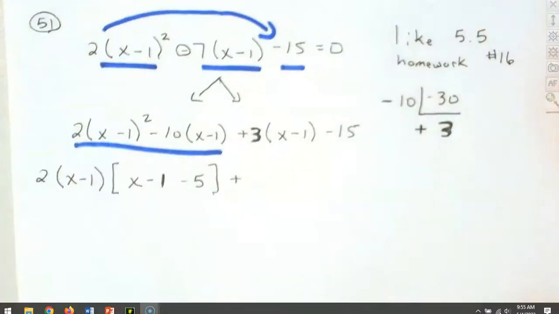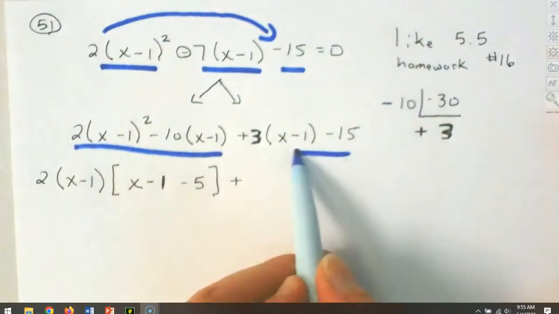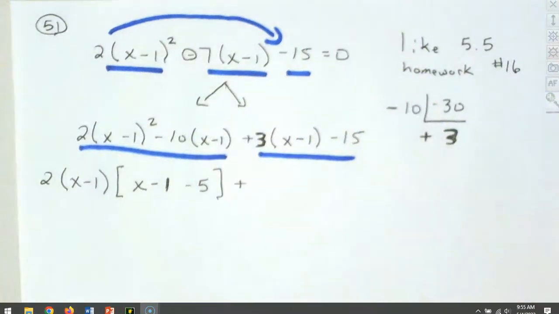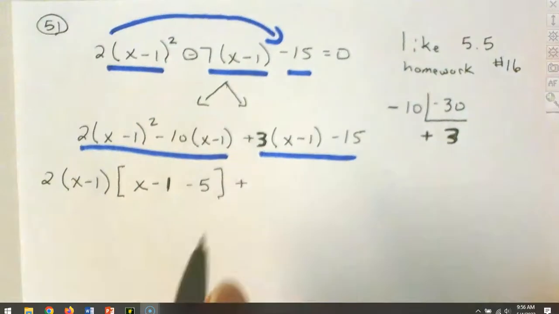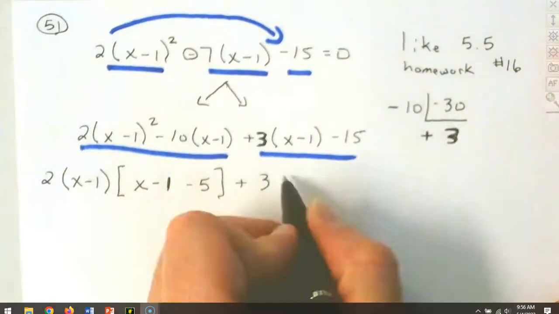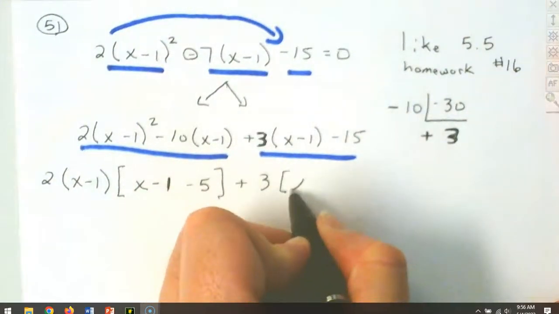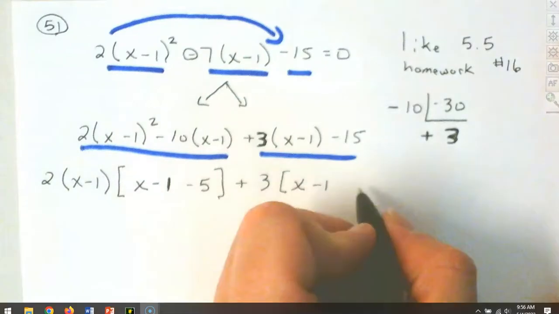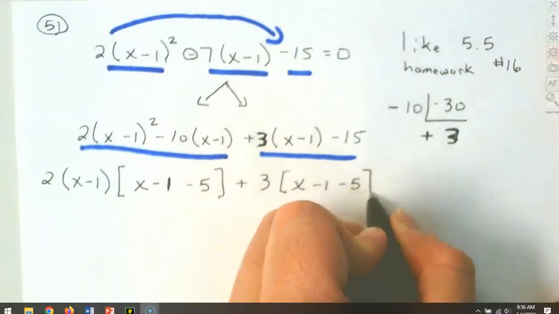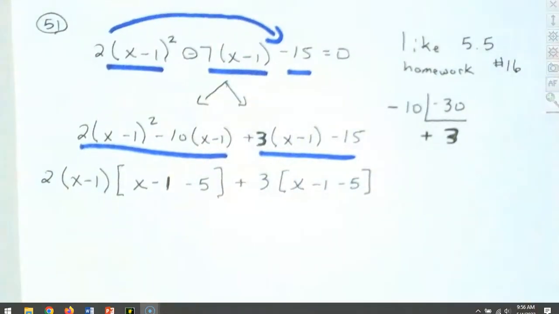Next 2 pieces, we look at the numbers. And 3 and a 15, what can come out? What number's going to come out of here? Can someone tell me? Looks like they have a 3 in common. Yep, someone said a 3, so 3 is going to come out. And what's that going to leave you with? X minus 1, right? And 15 divided by 3. That leaves you again with that negative comes down, so that's a negative 5 there.